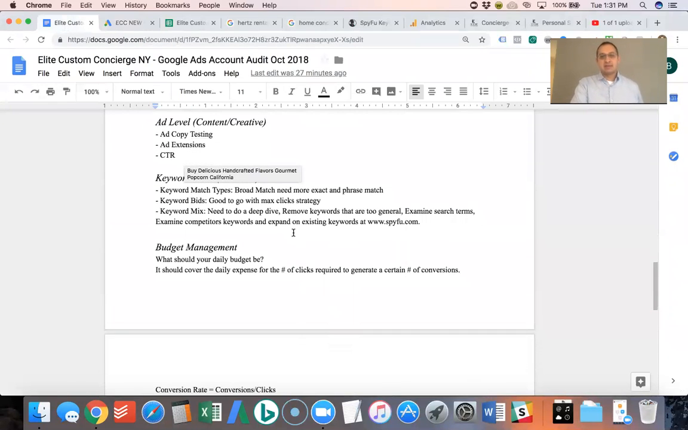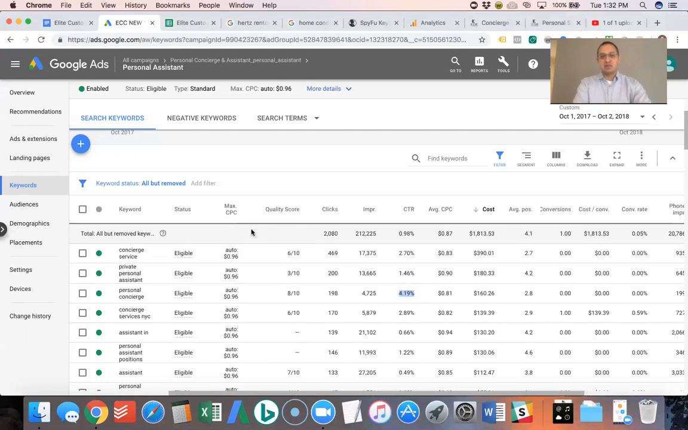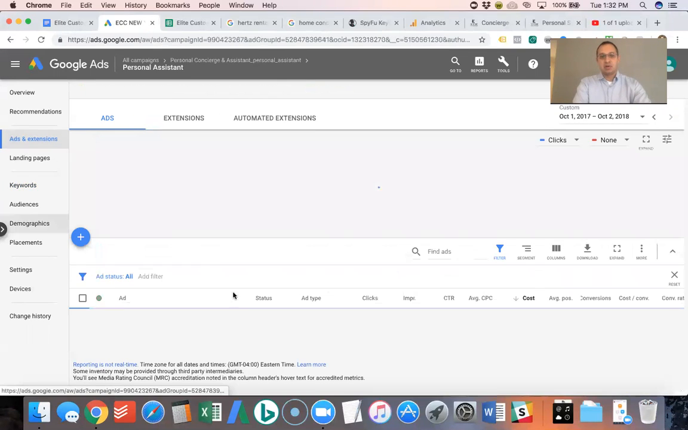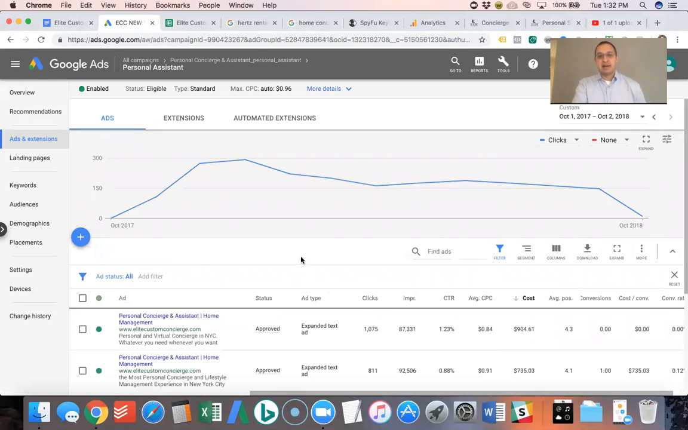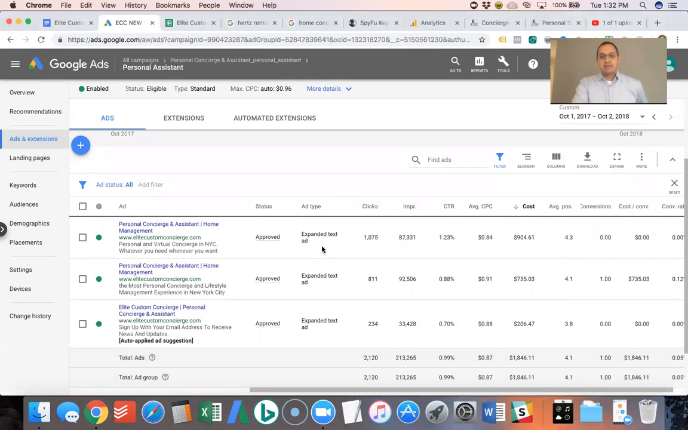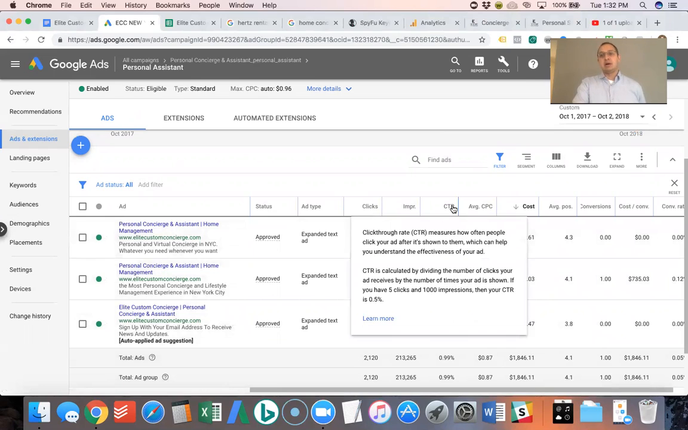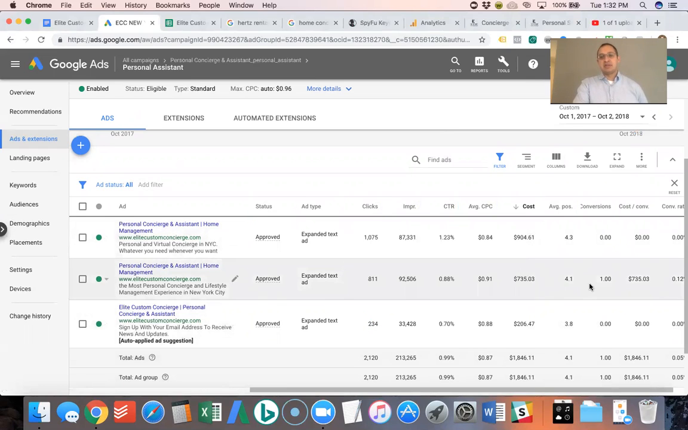Let's talk about your ads. So it's important to have at least 2 ads running for every keyword. And you've got ad testing going on currently, which is good. We're going to look at what you have in your top spending ad group, personal assistant. You have 3 separate ads. And the number one thing you want to look at when you're testing ads is this click-through rate, CTR, because that really is the indicator of the ad's performance.